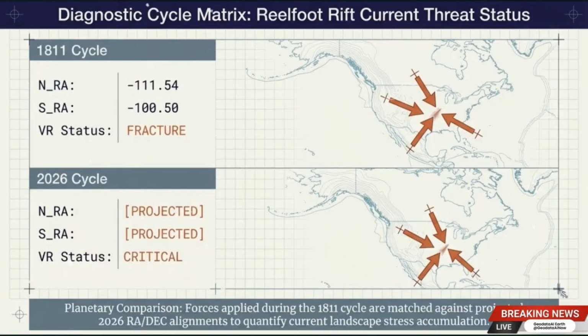By comparing the 1811 cycle against our 2026 projections, we can quantify the total landscape stress accumulated over the last 2 centuries. While the 1811 event resulted in a fracture status, current planetary alignments indicate a shift into a far more critical phase. This buildup suggests the Reelfoot Rift is reaching a dangerous tipping point, making it imperative that we monitor these stress markers closely as we approach this next significant celestial window and its associated seismic risks.